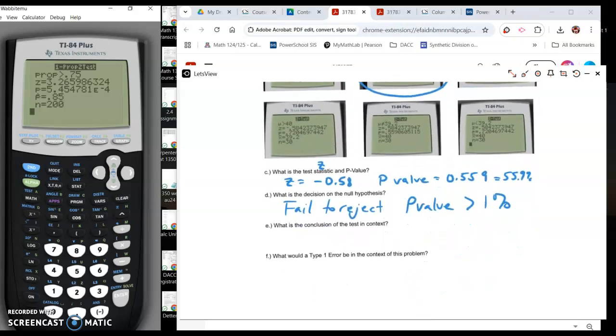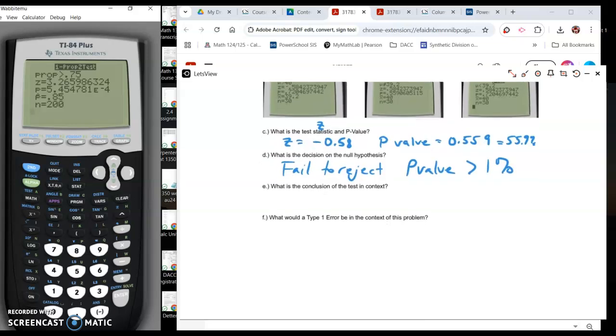So what's the context? The context, we would just say there is not evidence to show the mean caffeine is not 40 milligrams, I believe. Okay? So we have a follow-up question for this one.